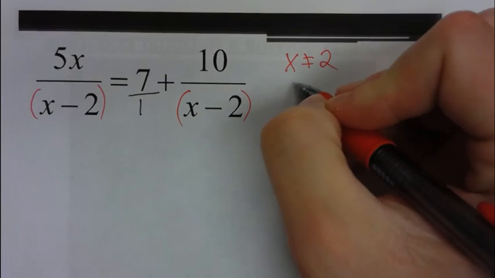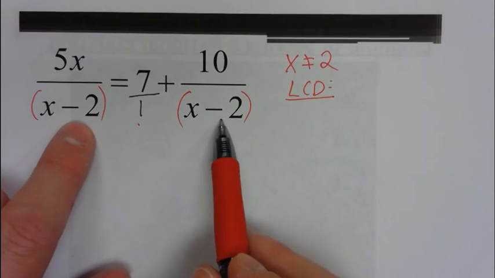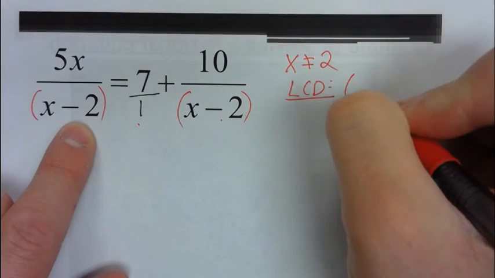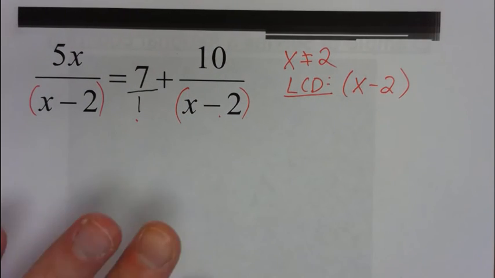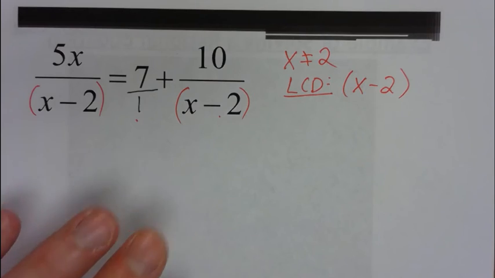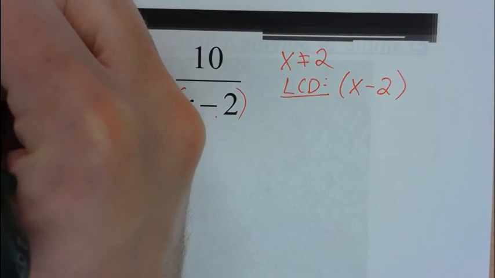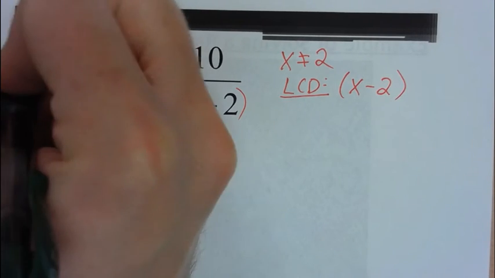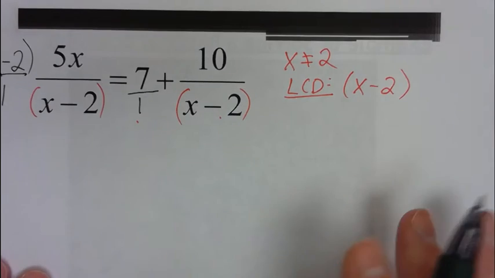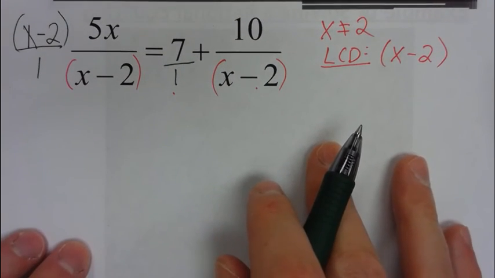Then we have to figure out our lowest common denominator. We have a 1, and then both of these have x minus 2. So our lowest common denominator would be x minus 2. I'm going to multiply all my numerators by that, so I'm going to multiply this whole problem by x minus 2 over 1. Okay, so now we can see everything.